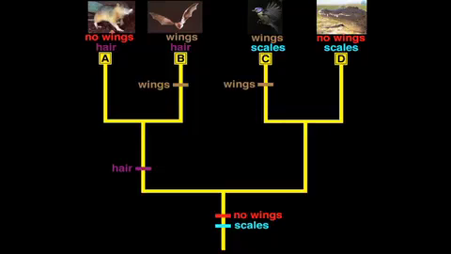So, if we look at a classification that includes different kinds of mammals, and the bats, and the birds here, and the crocodiles, okay, we would go back and say the ancestor of all of these had scales, okay? And none of them had wings. Somewhere, after these two lineages split, this lineage developed hair. Instead of scales, we have hair.